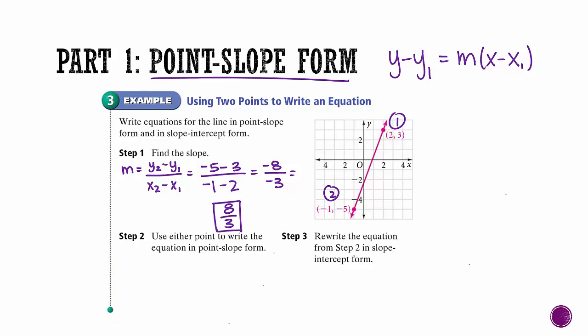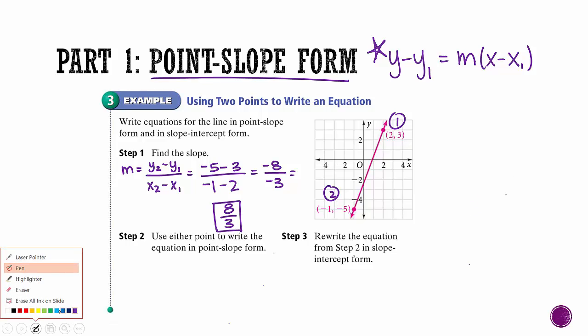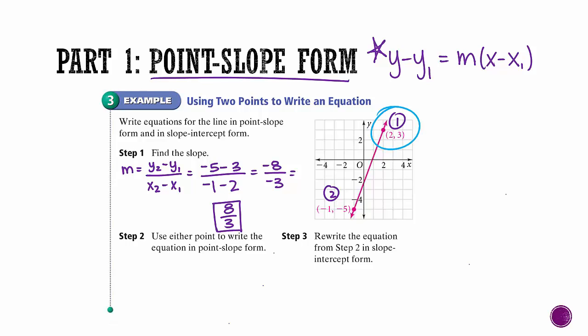And if I want to plug it into this equation right here, I only need one of the points. And the awesome thing is, it doesn't matter what point you pick. Let's pick this first one up here, because it doesn't have any negatives. That'll make your life a little easier. So if I do y minus the y in my point, which is 3, equals the slope I just found, times x minus the x in my point.